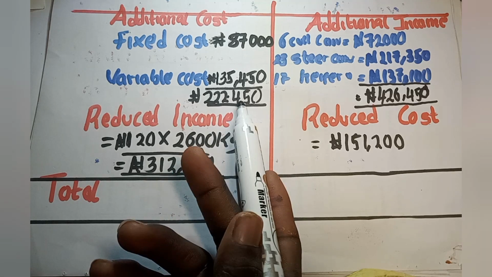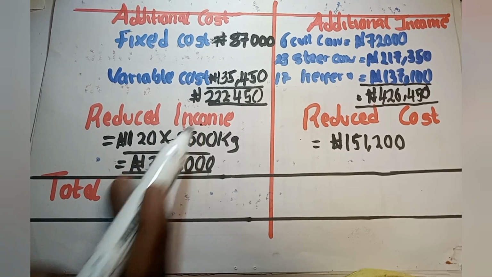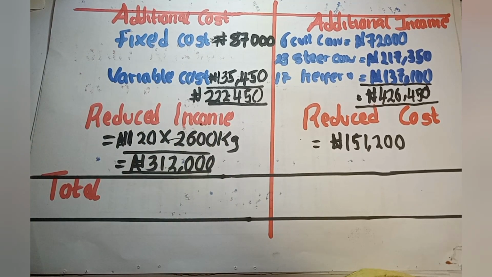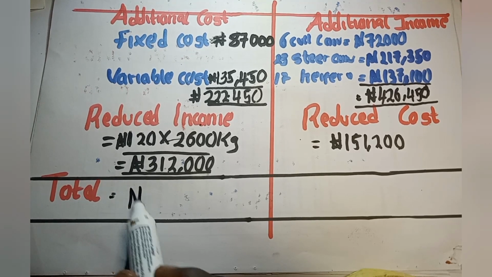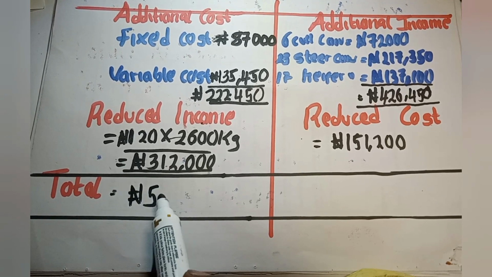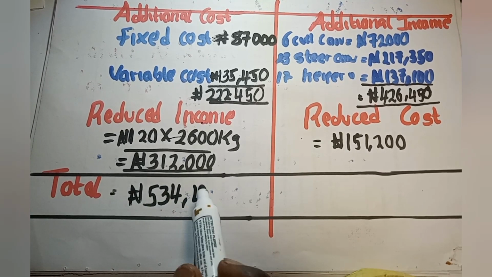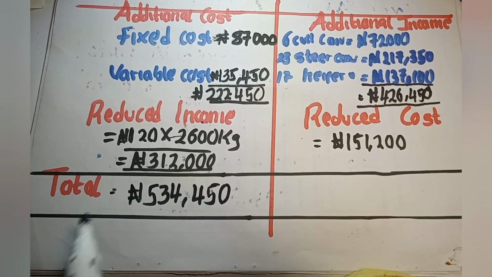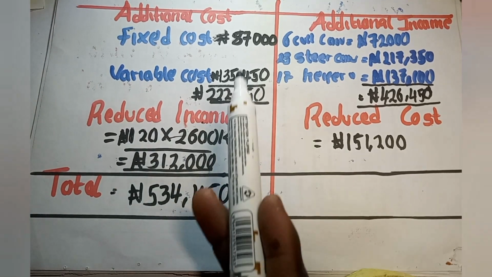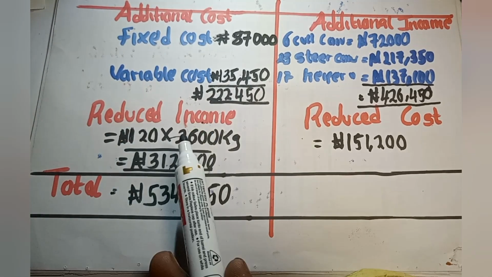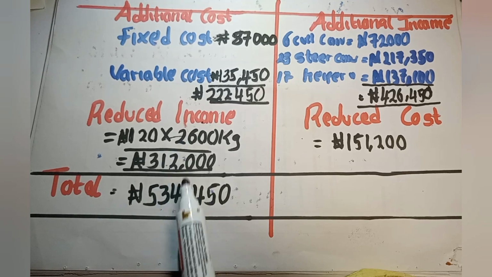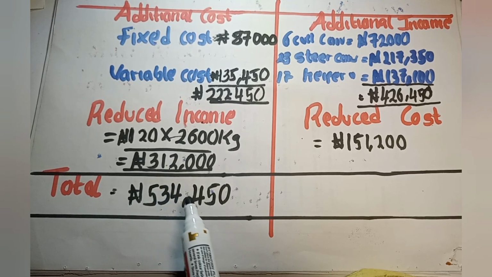We are going to be adding all these, both of them together now. The reduced income, which is this, and the additional cost, which is this. Let's add it together. 312,000 naira. So that is 534,450 naira. So after adding the additional cost, which is this, and the reduced income, which is this, I got the total as 534,450 naira.